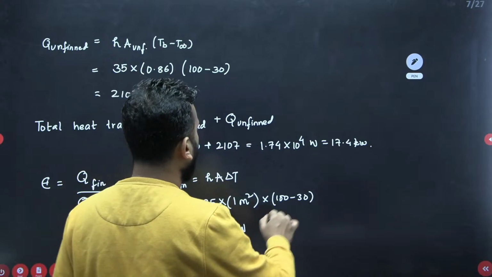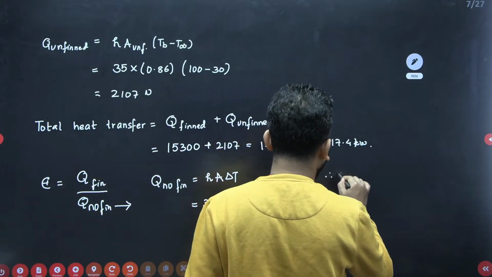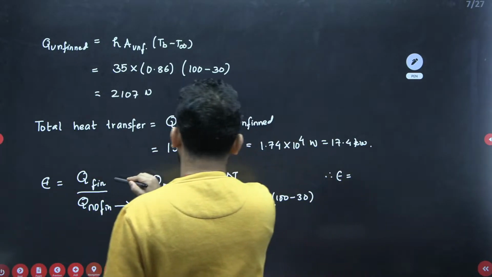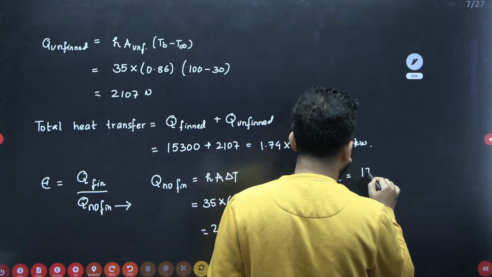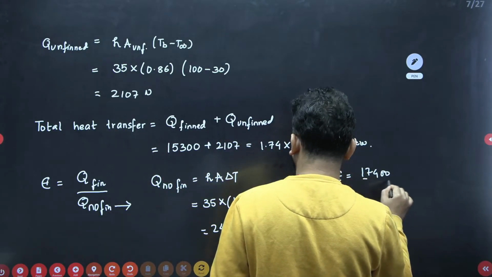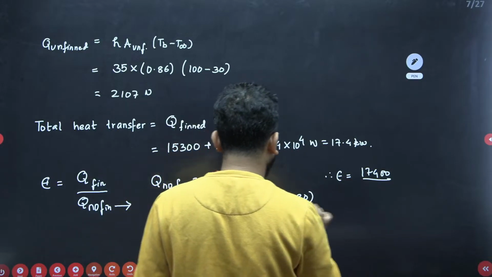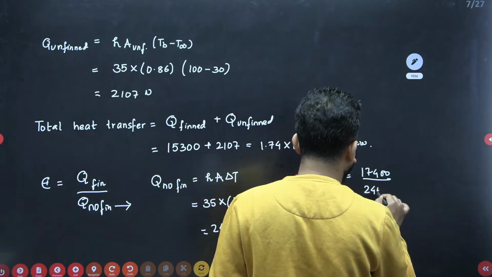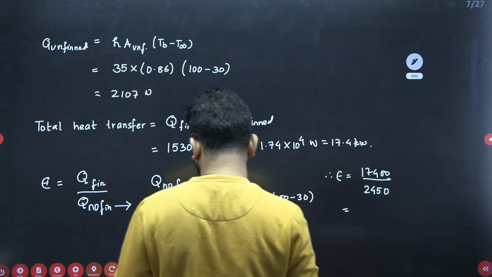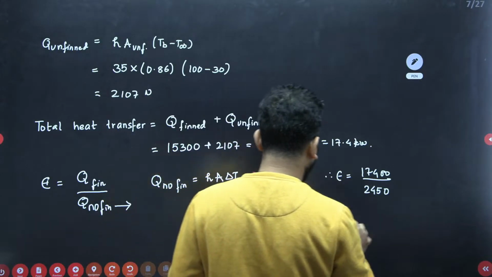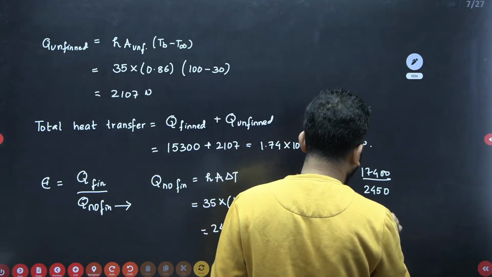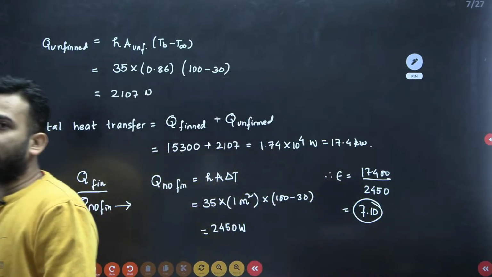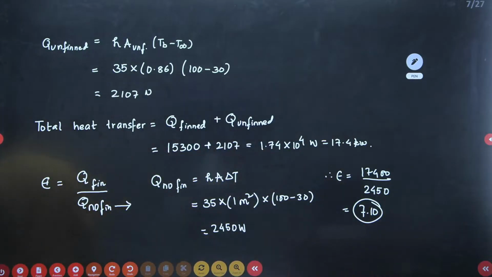So then finally, what is the effectiveness? Effectiveness is Q when fin is present, so it is 17,400 by Q when no fin is present, 2450. And when you solve this, you will be getting your answer as 7.10. So this completes the entire question.